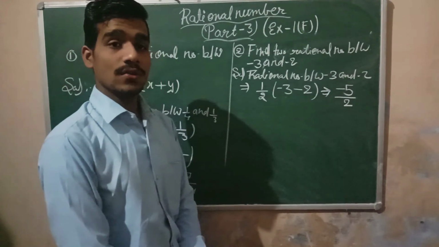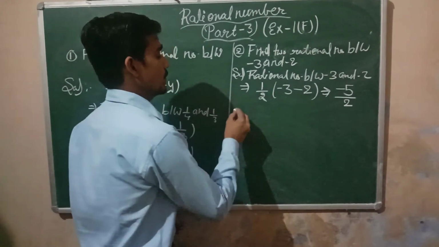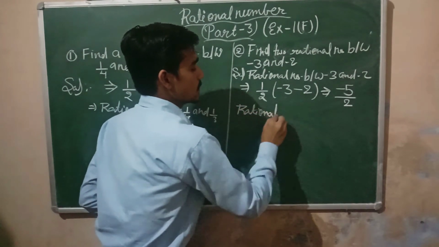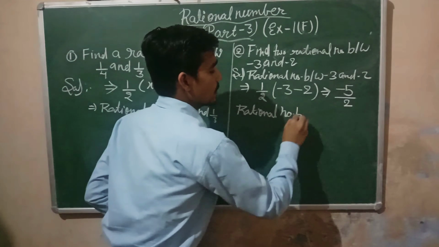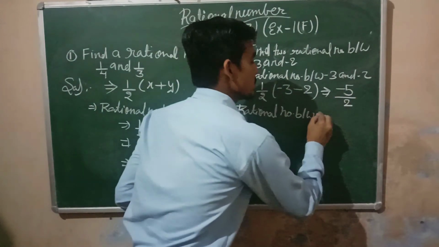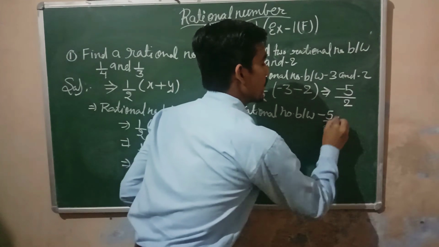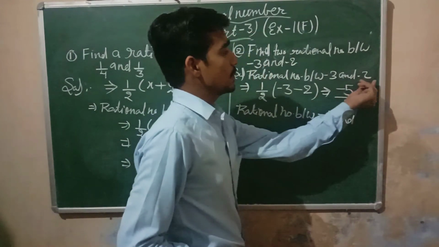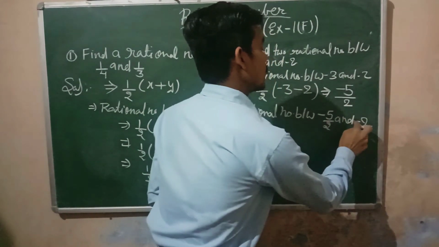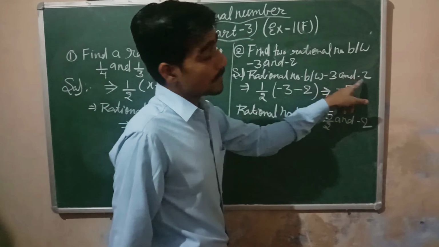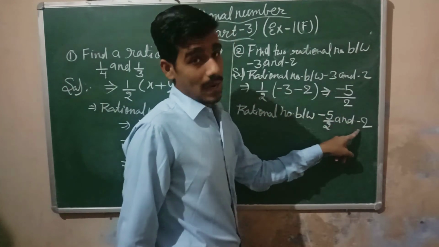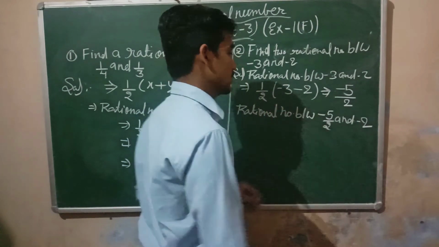And after that you will find the second rational number, and you will write a rational number between -5/2 and the second number is -2. Clear, student? Firstly, you will find it with the help of -3 and -2. After that, -5/2 and -2, like that. This is the process.